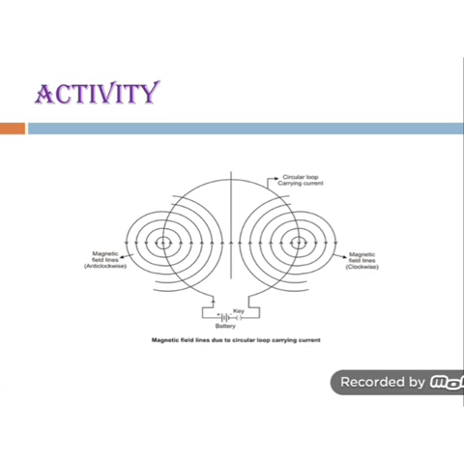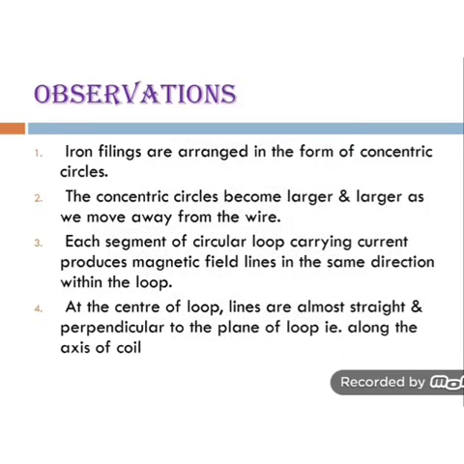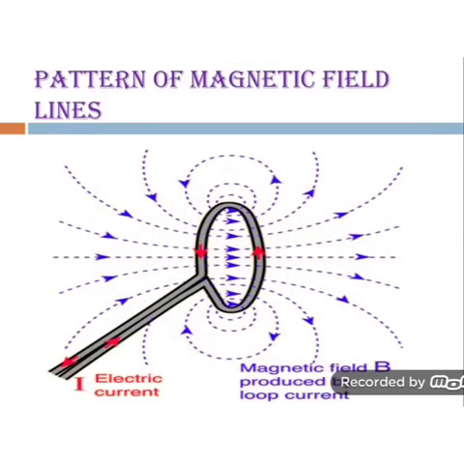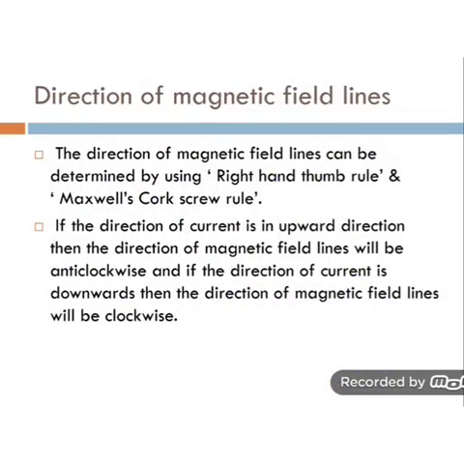If you see in the circuit diagram, on the left side the direction of the current is upward. Therefore, here the direction of the magnetic field lines is anti-clockwise, and on the right side you can see that the direction of the current is downward. Therefore, the direction of the magnetic field lines on the right side is clockwise, and at the center it is straight. Now, the factors on which the magnetic field intensity depends.